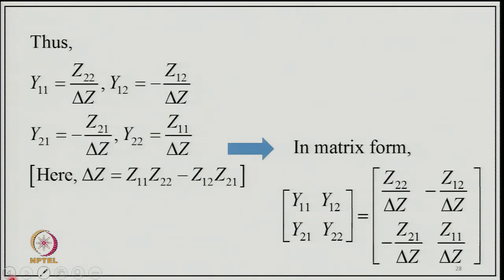Taking the inverse of the Z matrix, we can say Y11 equal to Z22 upon delta Z, Y12 equal to minus Z12 upon delta Z, Y21 equal to minus Z21 divided by delta Z, and Y22 equal to Z11 by delta Z, where delta Z is the determinant of the Z matrix, that is Z11 Z22 minus Z12 into Z21. In matrix form, the Y matrix Y11, Y12, Y21, Y22 equals Z22 divided by delta Z, minus Z12 divided by delta Z, minus Z21 by delta Z and Z11 divided by delta Z.